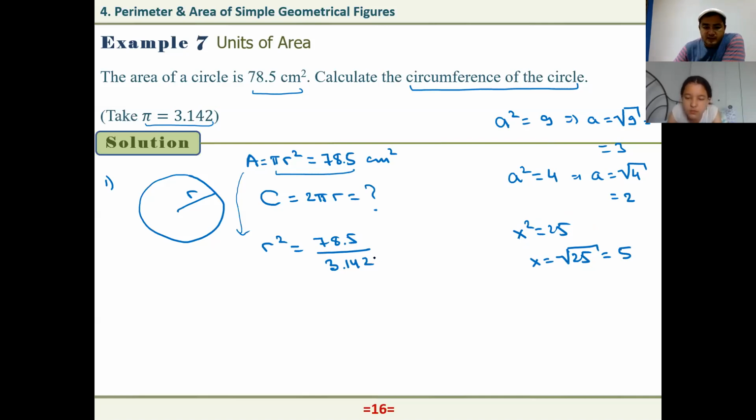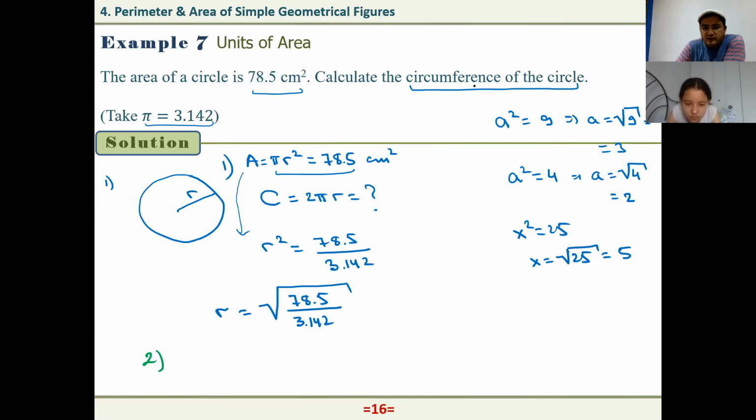Okay. So that means that in general, if r squared equals some number, here you need to use a calculator. So what is r then? This r is equal to the square root of 78.5 over 3.142. Okay, but you don't have to evaluate this because we are going to answer this question. That's the first step.